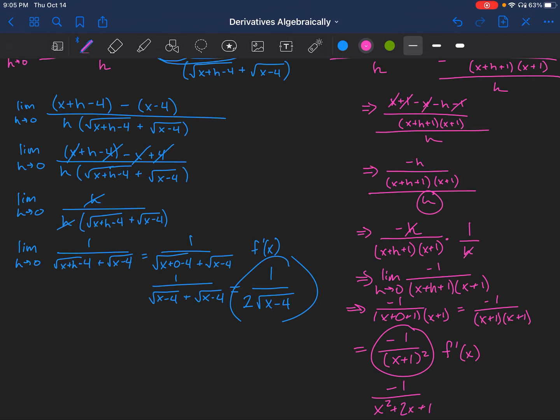So now that I've got that covered, hopefully this helps you guys see just how important finding limits algebraically are, because they come back again.